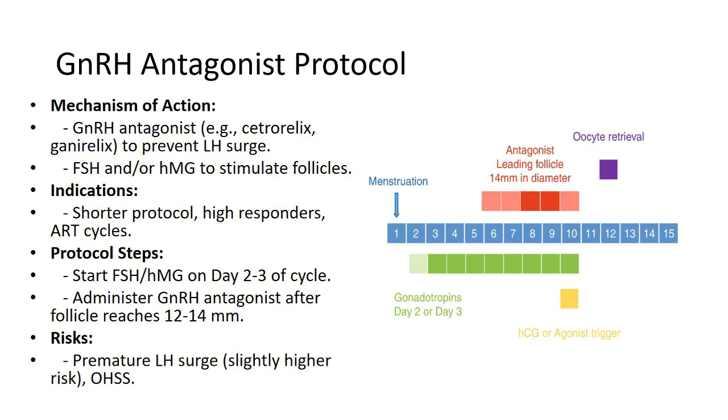Antagonist administration: a GnRH antagonist is introduced once the leading follicle reaches 12 to 14 millimeters in diameter, typically around day 6 to 7 of stimulation. This prevents premature LH surge and helps with controlled stimulation. Triggering ovulation: once the follicles reach maturity, 18 to 20 millimeters, HCG is given to trigger ovulation. Egg retrieval is performed 36 hours after the HCG injection.